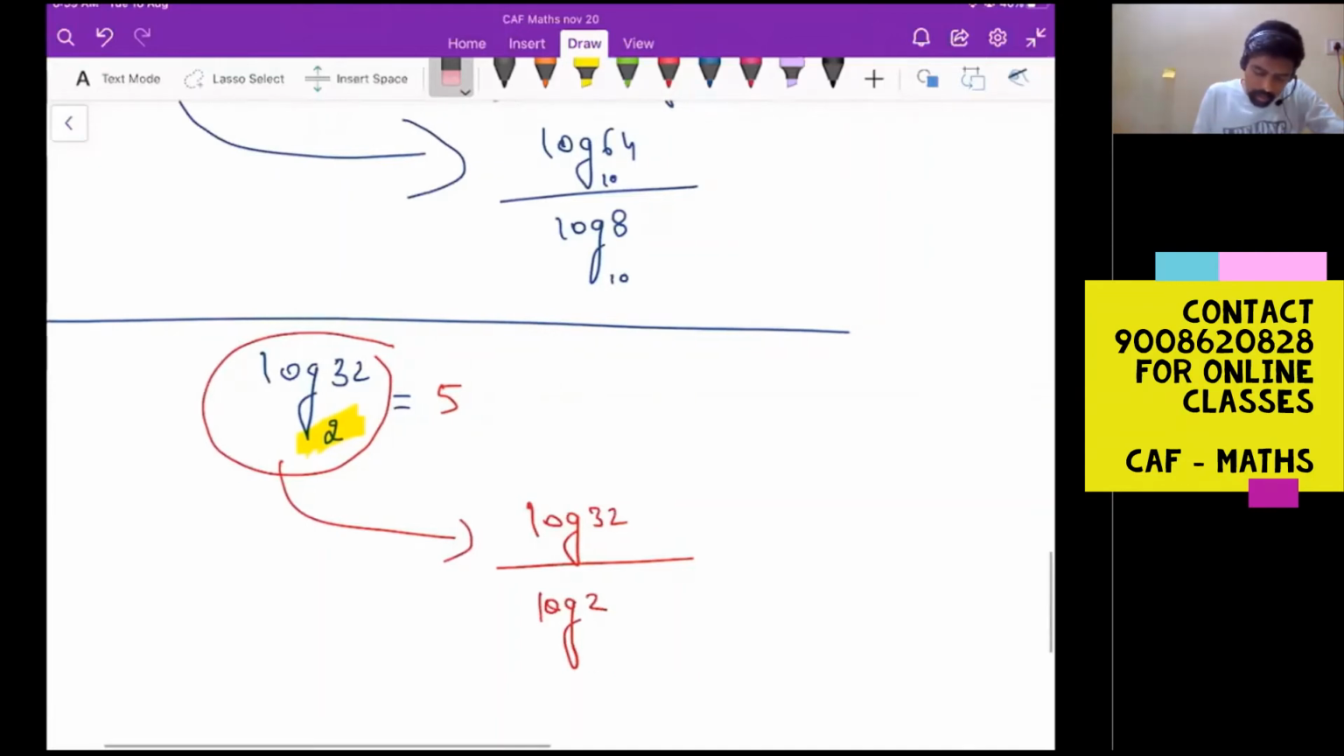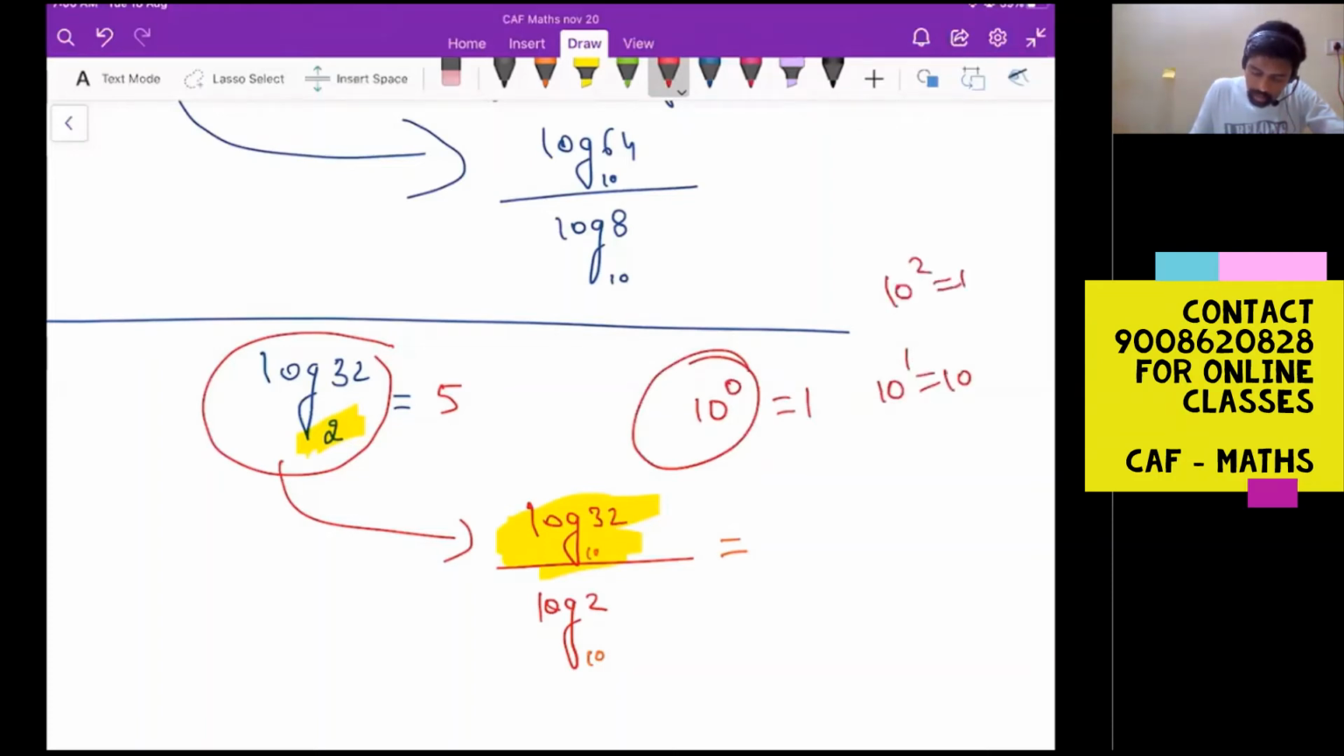Okay, now tell me, guys, how to find the value of log 32? Log 32, what is the base here? 10, correct? For log 2, the base is 10 as well. Now try to understand this. Log 32 to the base 10. What should be the exponent for 10 such that the number becomes 32? 10 power 0 is 1. 10 to the power 1 is 10. 10 to the power 2 is 100, because 10 into 10 is 100. So what should be the exponent such that the number becomes 32?